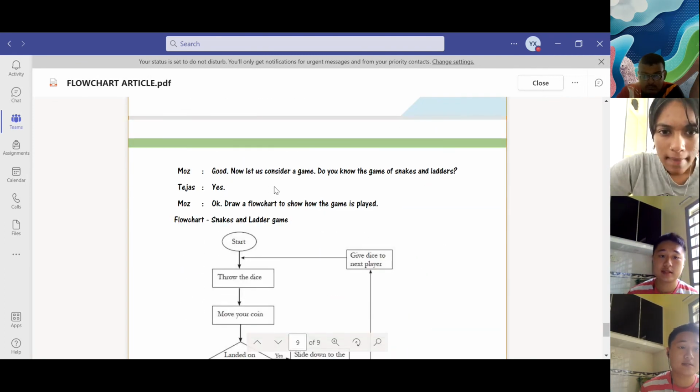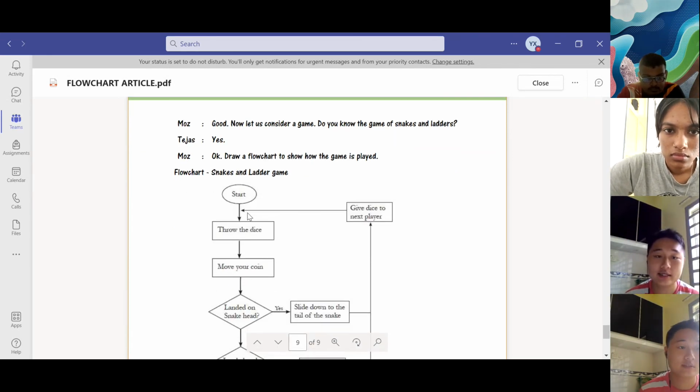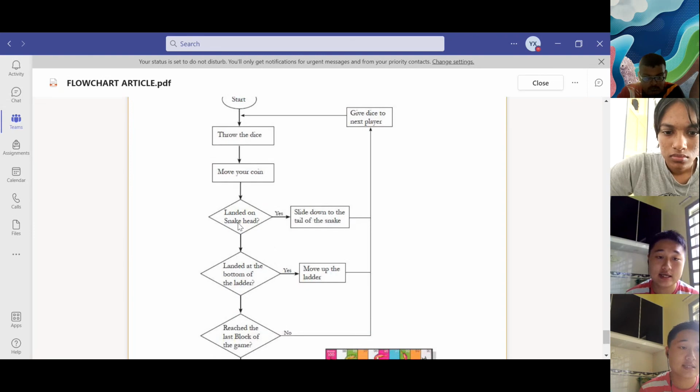Good. Now let us consider a game. Do you know the game of snakes and ladders? Yes. Okay, draw a flowchart to see how the game is played. So in the snakes and ladders game, there are usually 4 players. Let's start with the first player as he throws the dice, moves his coin, and if there is a snake head, he slides down to the tail of the snake and gives the dice to the second player.